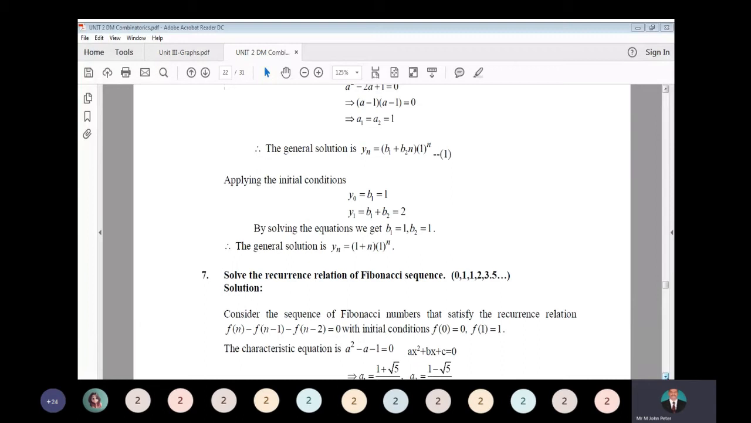Then replace n equal to 1 in the equation. You will get b1 plus b2 into 1, that is 1 power 1, that is also 1. So that is b1 plus b2 is equal to 2. b1 equal to 1 we already got directly. So substituting it, you will get b2 is also equal to 1. So the general solution is yn equal to 1 plus n into 1 power n.